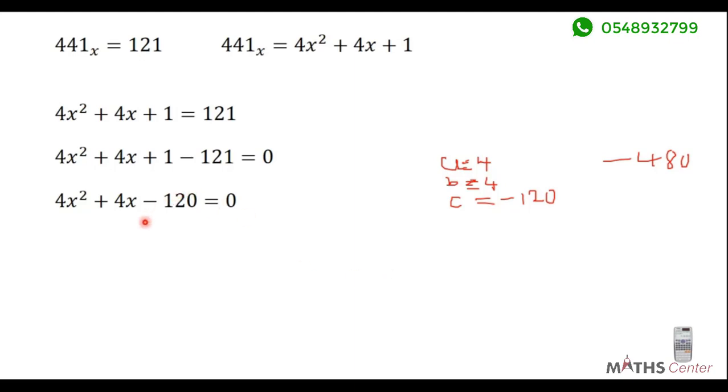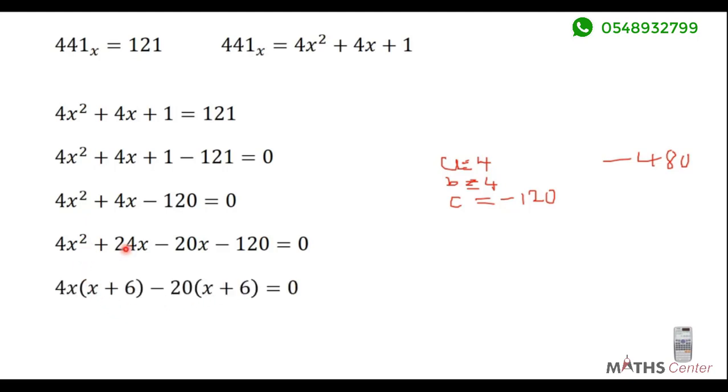So the two numbers we are looking for are 24 and negative 20. So we replace 4x with 24x and negative 20x. So you're going to have 4x squared plus 24x minus 20x minus 120 is equal to 0. So we are factorizing. We can factorize 4x out. We are going to have x plus 6.